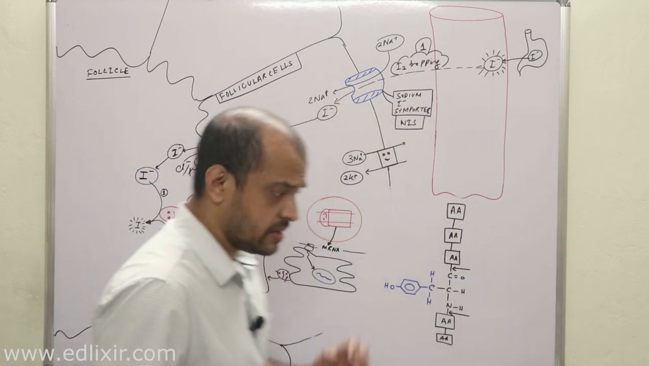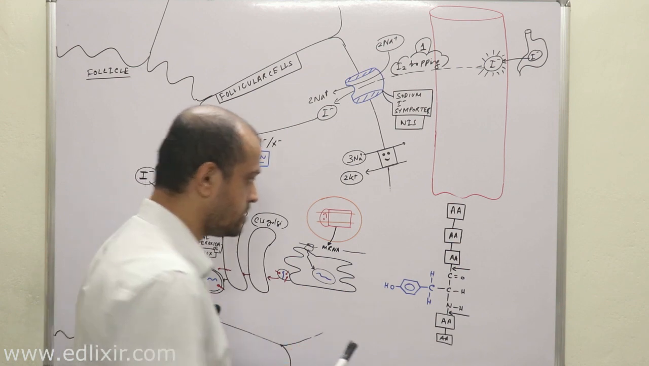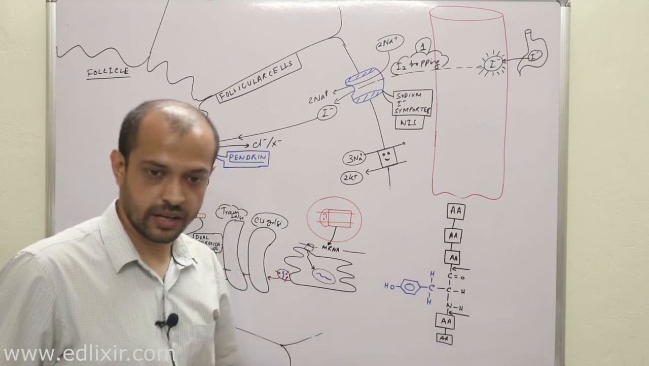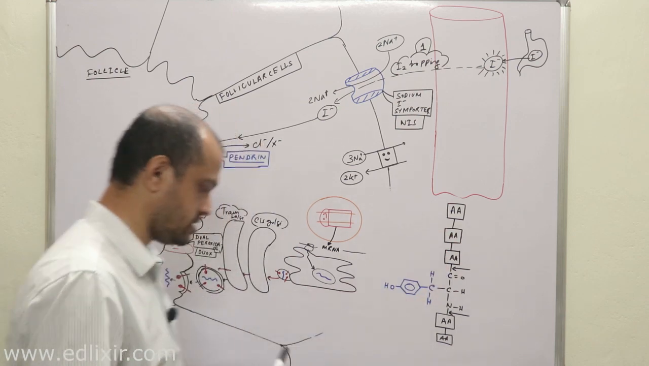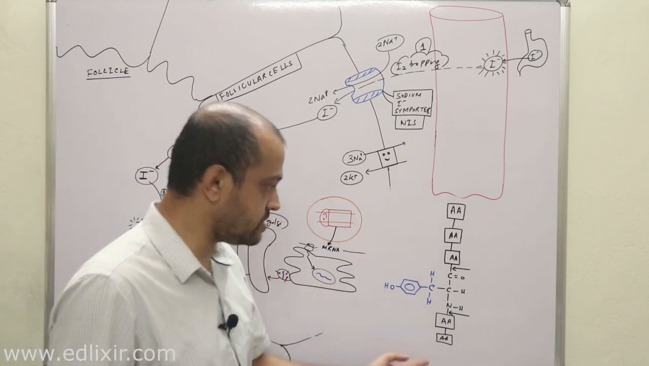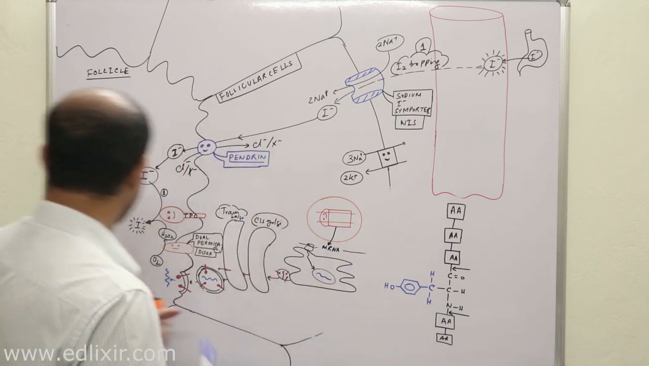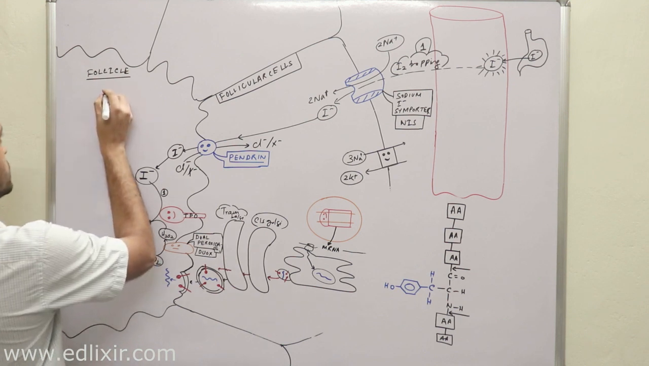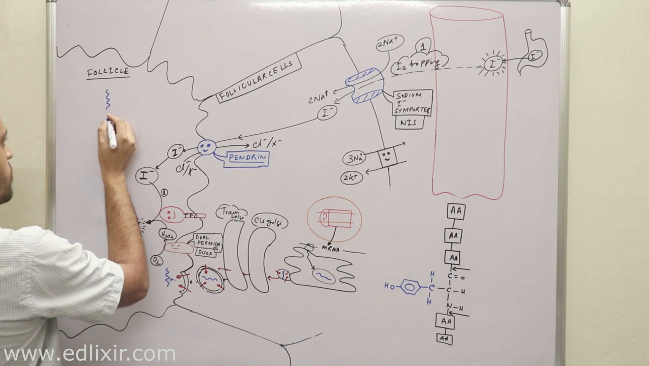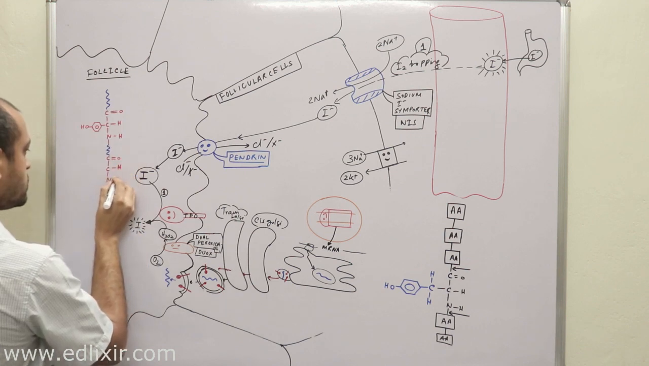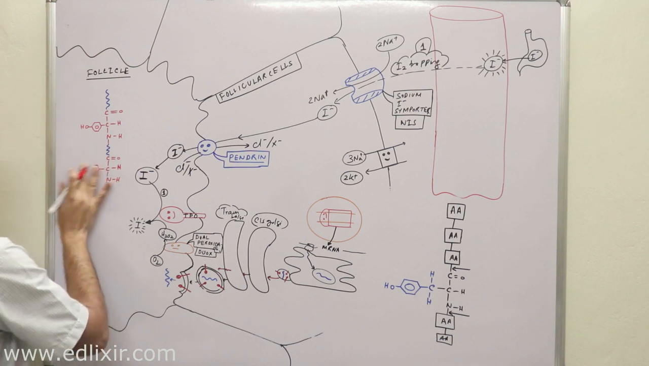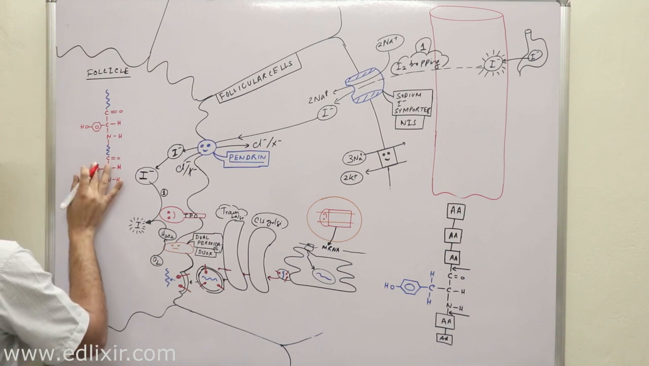Now listen with all your attention. Suppose this is the structure of thyroglobulin. Your thyroglobulin molecule contains way more tyrosine molecules than this. Now let me draw. Draw with me so that you can understand. Everyone who is watching this video, also draw with me.